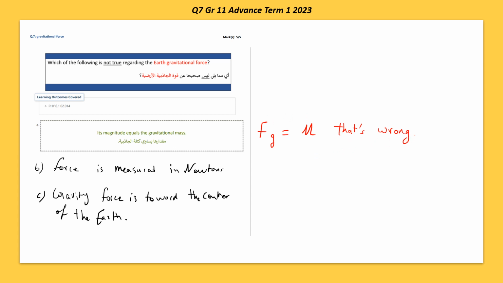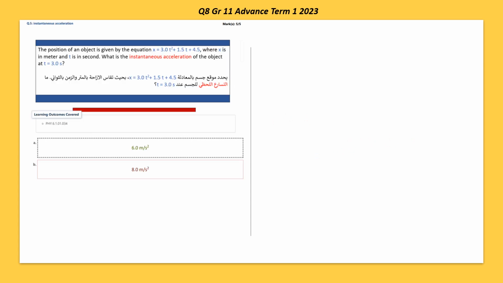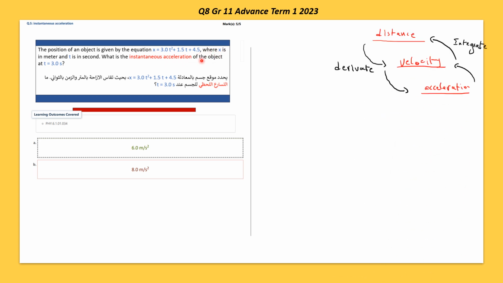And A is the answer here in this question. We continue. The position of an object is given by the equation. Here is the equation. Okay, but they ask for the acceleration.